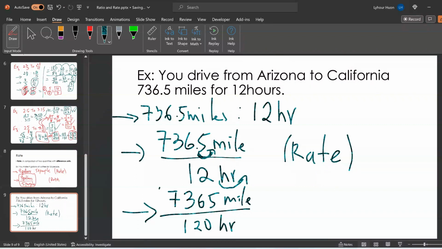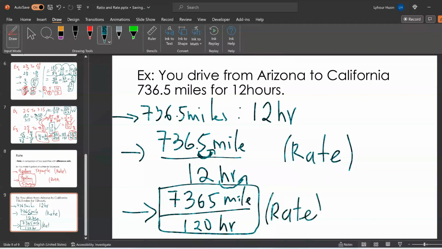Is this a rate? Yes, it is a rate, but it's not the final answer yet. Why? Because we still can simplify. Yes, we can simplify this.